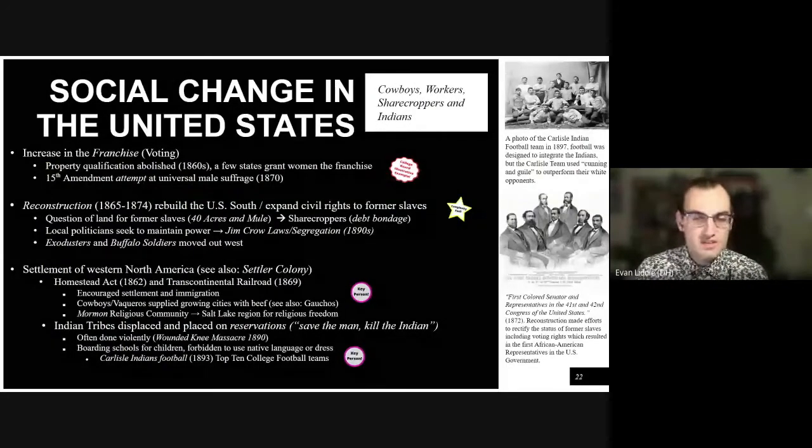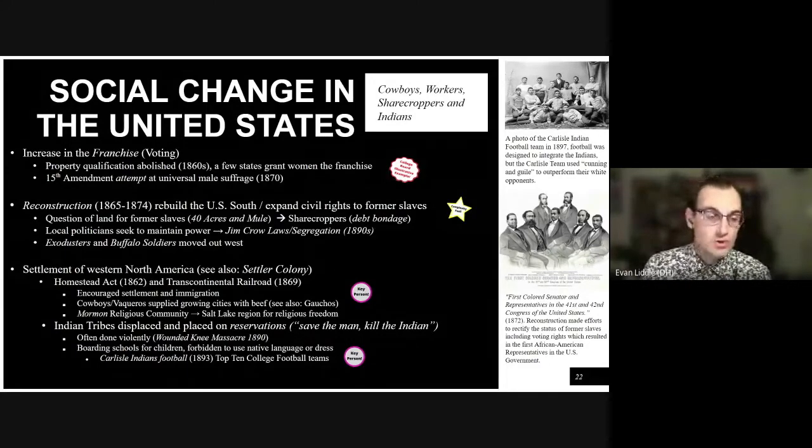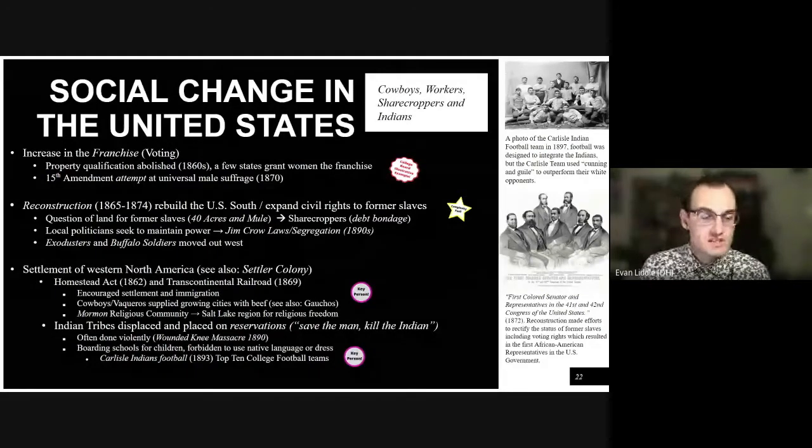One of the things that changed from the initial Age of Independence was an increase in the franchise. By the 1900s, more people in the United States could vote than had immediately after independence. Property qualifications had almost been abolished in every state by the 1860s, and a handful of states in the West had given women the right to vote.